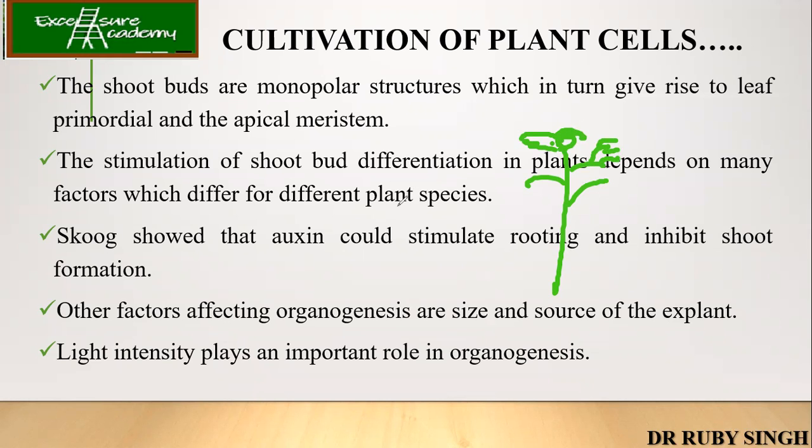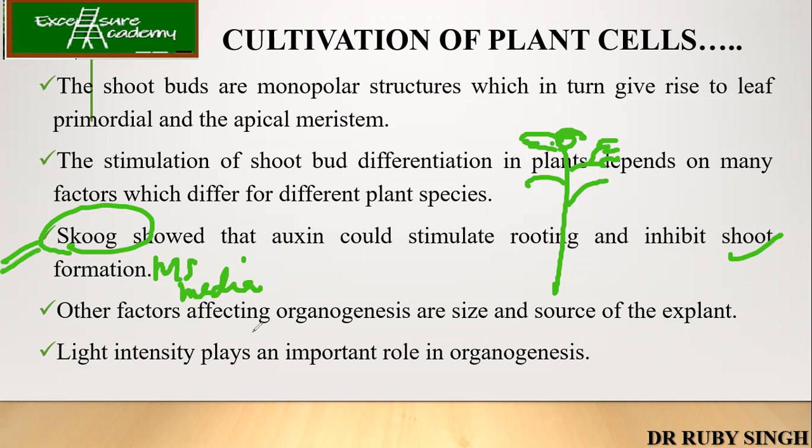Now, the stimulation of shoot bud differentiation in plants depends on many factors. Skoog showed, and if you remember this person, he has also given the MS media, which is used for plant tissue culture. He showed that auxin could stimulate rooting and inhibit shoot formation, but if you add cytokinin, you can also initiate shoot formation. Please remember, this is important.